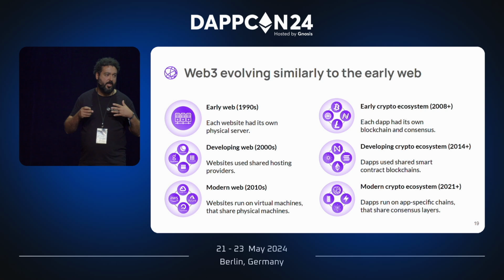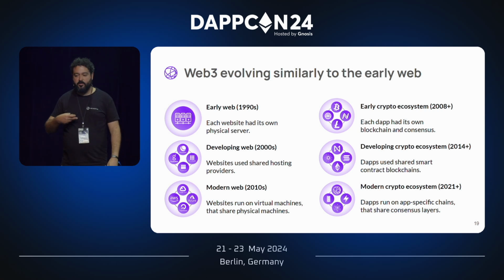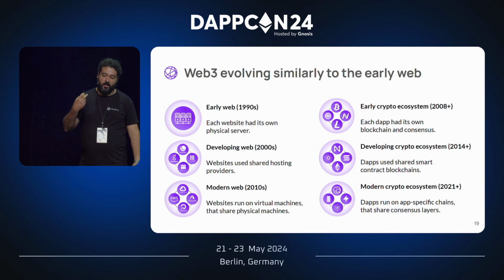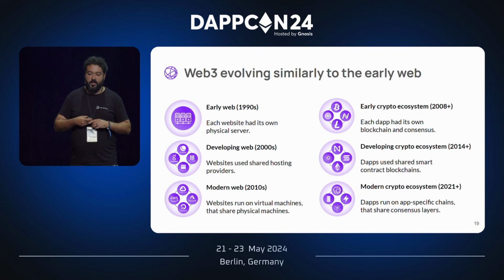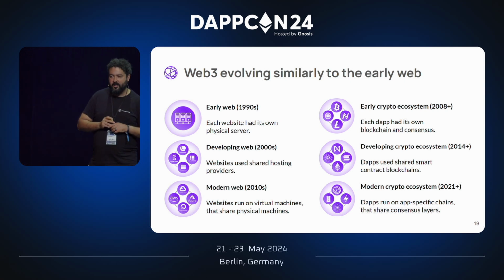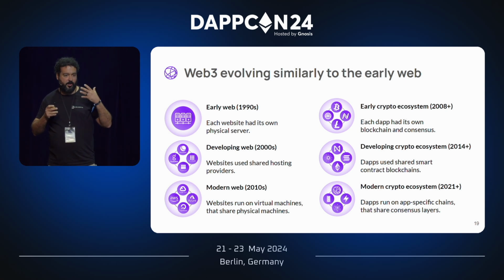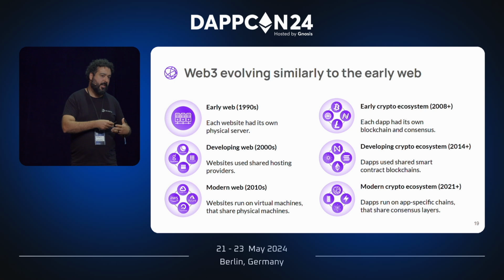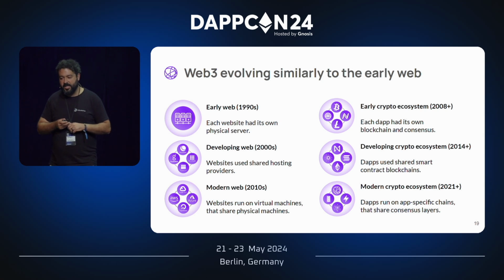In the 90s, when you wanted to host a website, the only way to do so was via a physical server. And similarly, as I mentioned before, in the crypto ecosystem, the only way to deploy your dApp was to launch your own chain using your own consensus. In the developing web, you could use shared hosting providers like GeoCities. Maybe people are old enough to remember these things, but you were basically tied to choices that these hosting providers provided, for programming languages like PHP or even Perl, using some CGI interface.